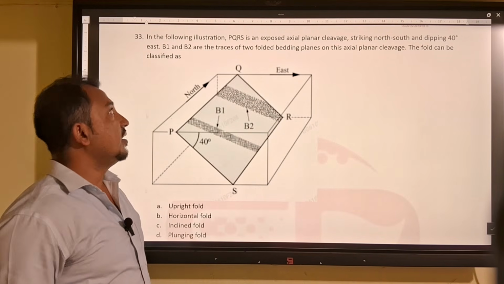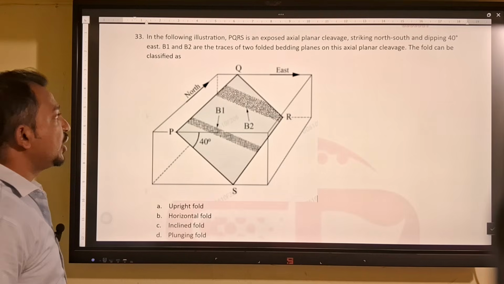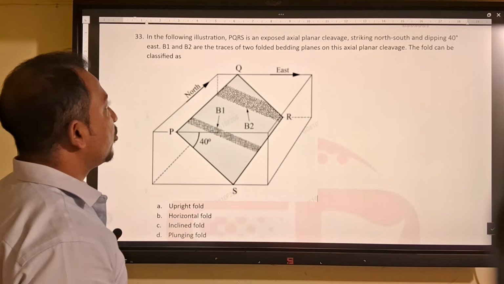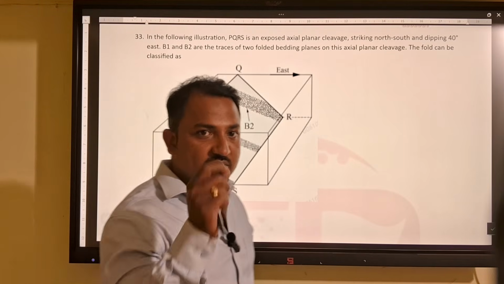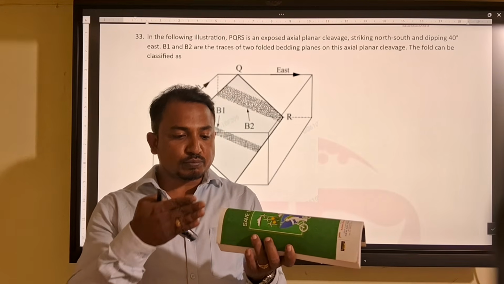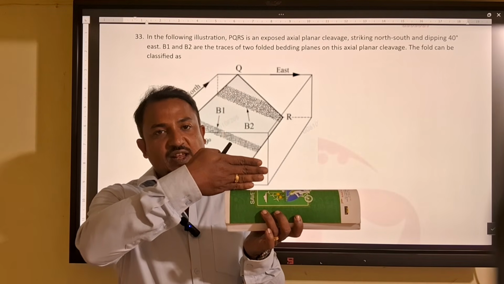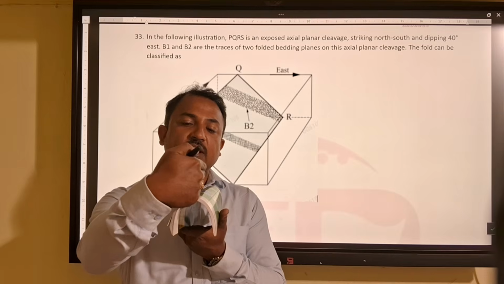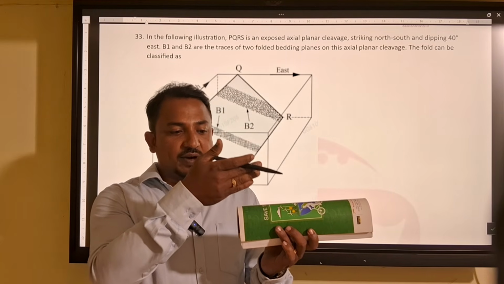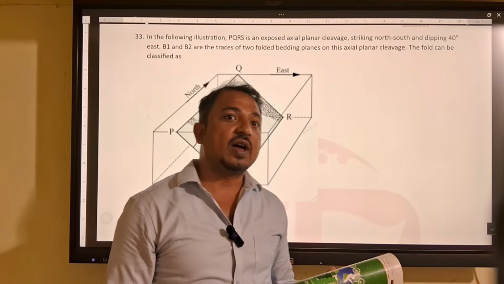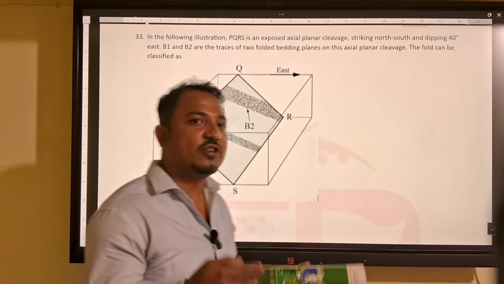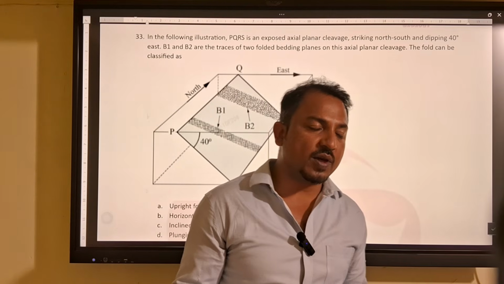So let's move to another question, where in the following illustration PQRS is an exposed axial planar cleavage. So first thing, what is axial planar cleavage? Suppose we have a fold like this. So this can be our axial plane, which divides the fold into two similar halves. So the cleavages are produced parallel to the axial plane. That means the axial planar cleavage follows the attitude of the axial plane.